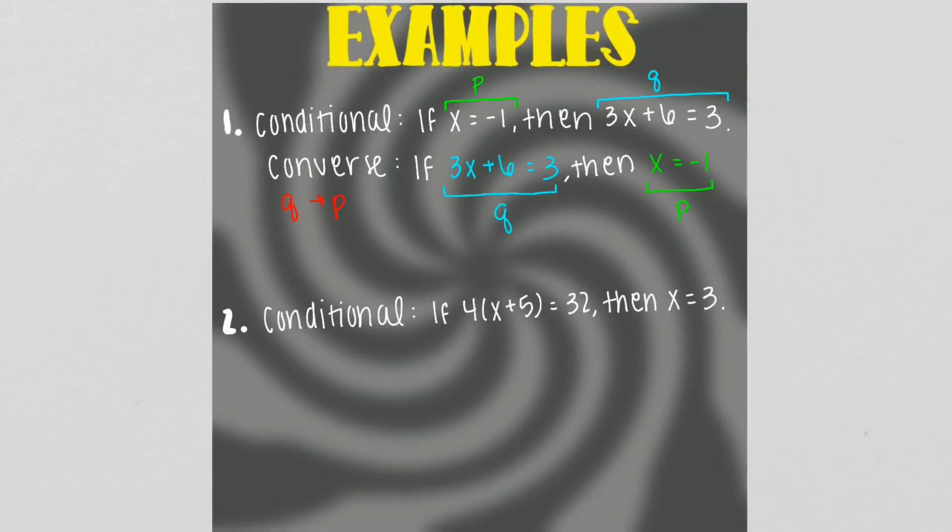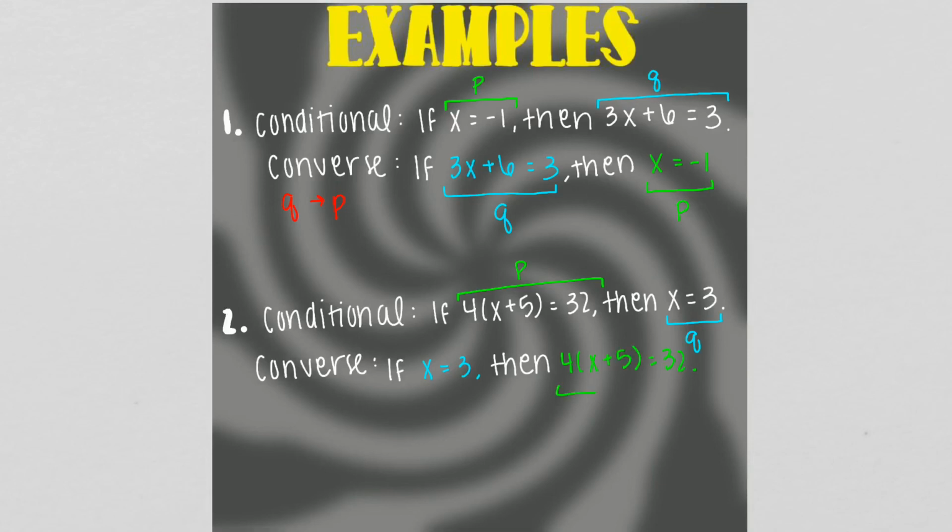So your second example, again, you're going to be given the conditional statement, and I'm asking you to write the converse. So we want to first label the P and the Q of the conditional. So if, and then you have 4x plus 5 equals 32 is our hypothesis, then our conclusion in this statement is x equals 3. So same thing, converse, we're going to swap the hypothesis and conclusion. So now we have if, and we bring that conclusion to after the word if. So if x equals 3, then, and now our hypothesis is after the word then, 4 parentheses x plus 5 equals 32.